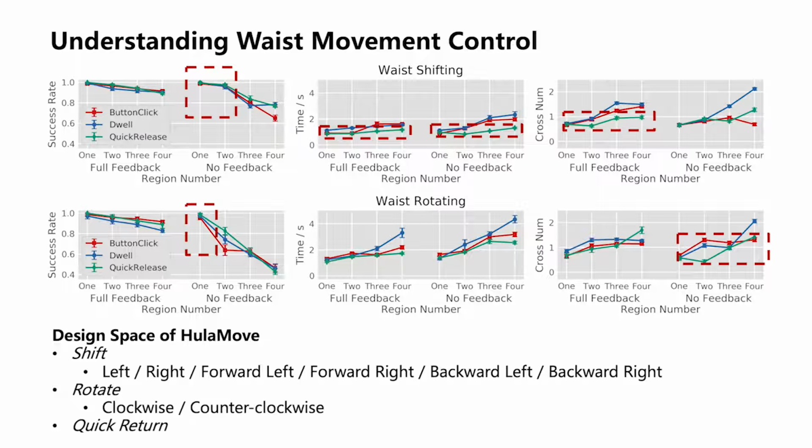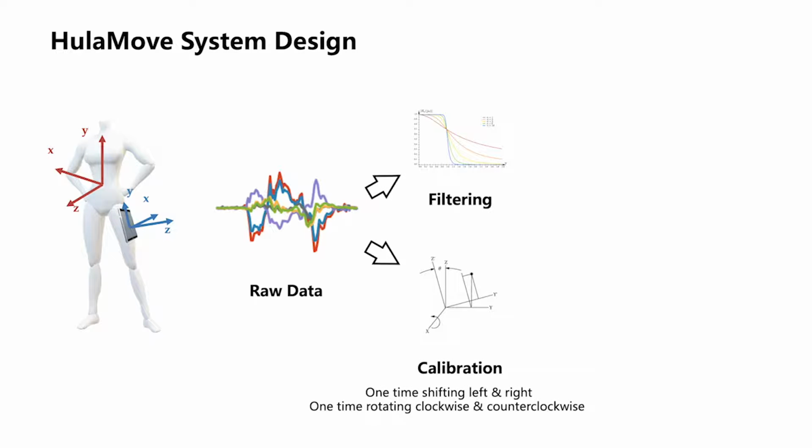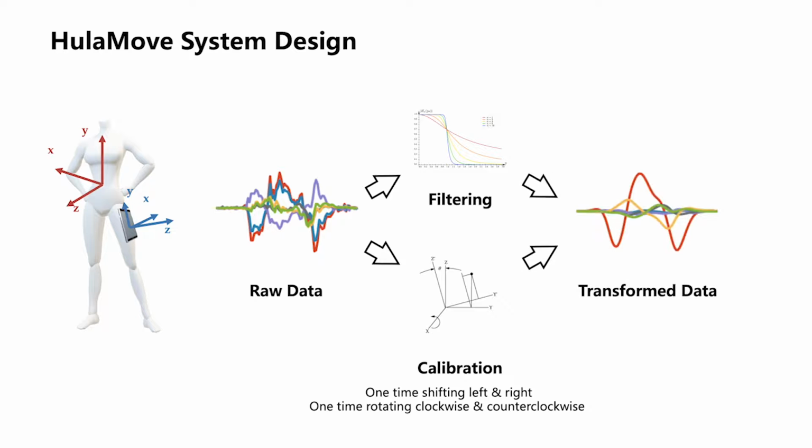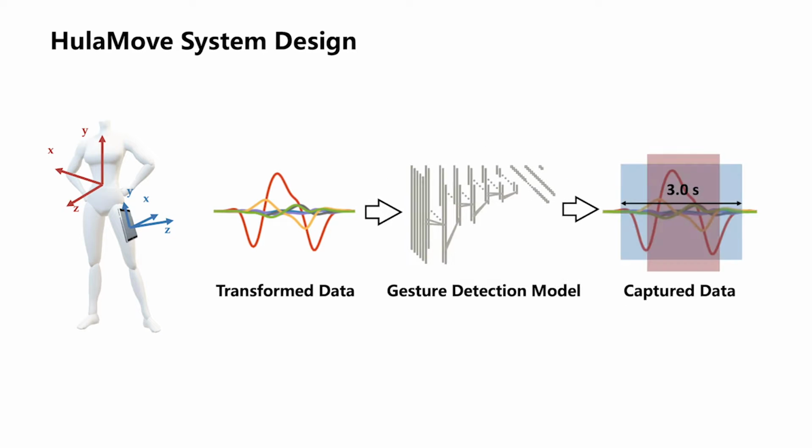Then, we implemented a real-time system using a commodity IMU on the smartphone for gesture detection and recognition. Users can casually put a smartphone into a pocket near the waist. They go through a simple calibration stage by performing 1 time shifting right and left and 1 time rotating clockwise and counterclockwise. The system can dynamically adapt to its position and transform the IMU signals to be aligned with the human body coordination.